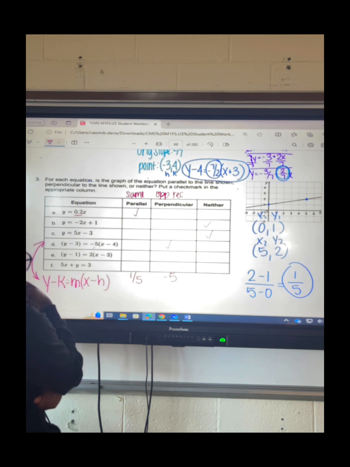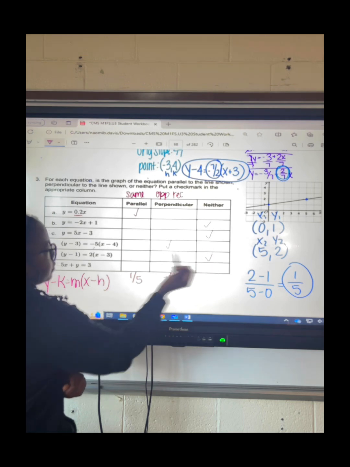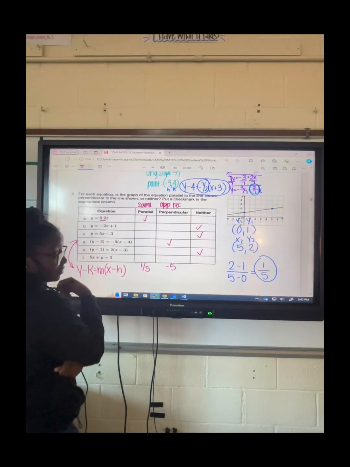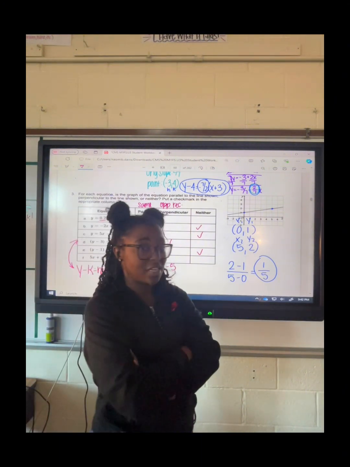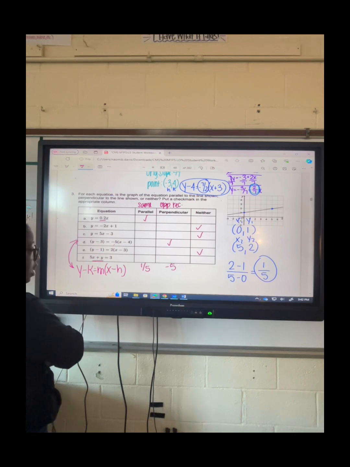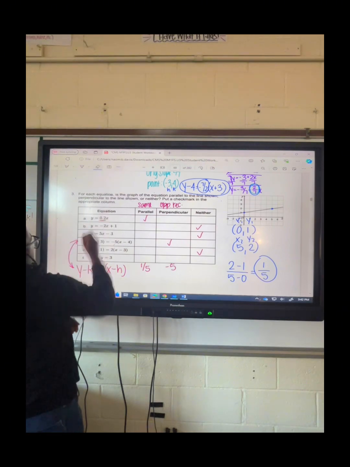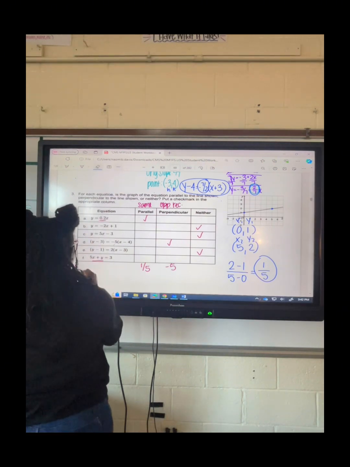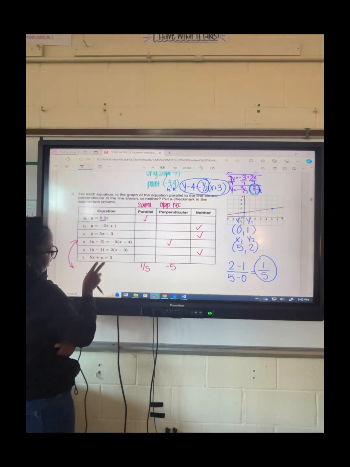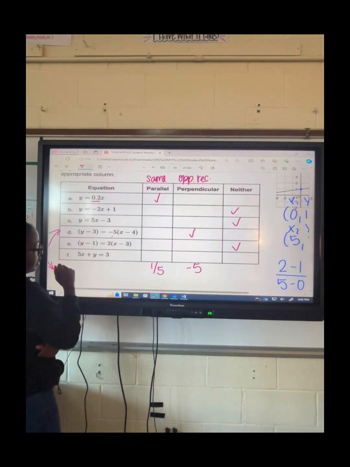What's my slope right here? 2. Is that one? What's my slope right here? What I need to do first to get that slope, because we can't see the slope if there's something on the same side as y, is solve for y. So how do I get y by itself right here? I subtract 5x on both sides.